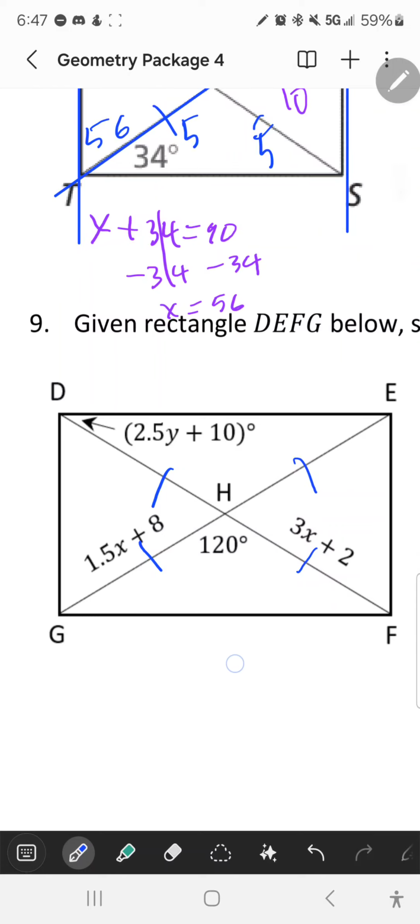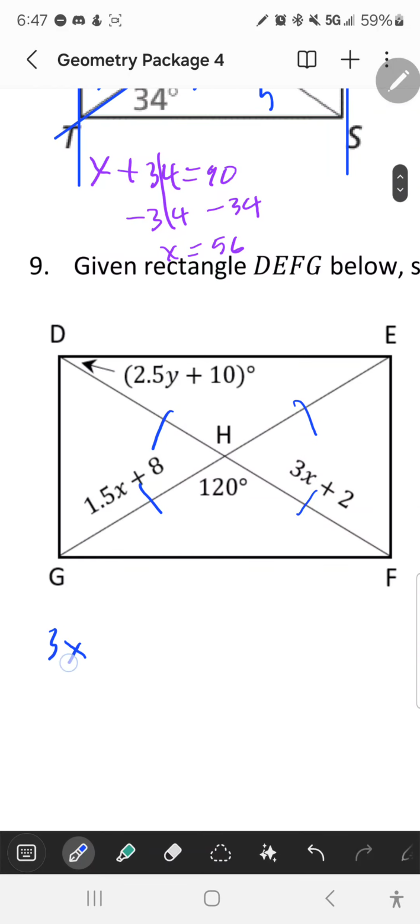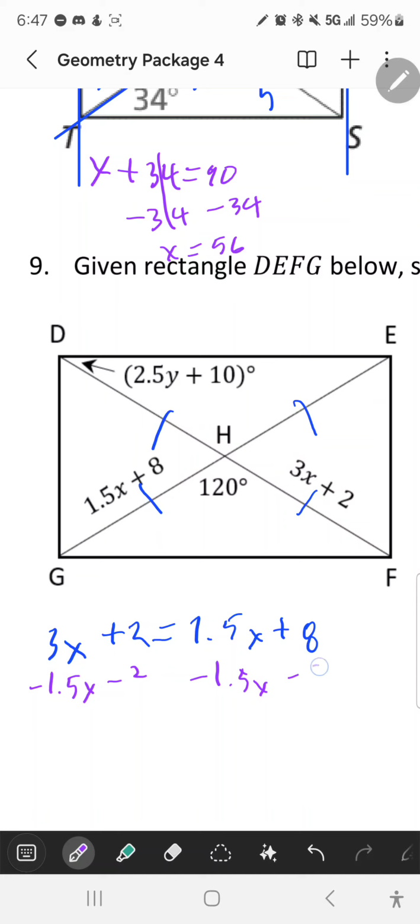So if these two segments are equal, then 3x plus 2 is going to be equal to 1.5x plus 8. So I subtract 2 from both sides, and subtract 1.5x from both sides. This cancels here and this cancels here, and we get 1.5x. Okay, let me use a color.